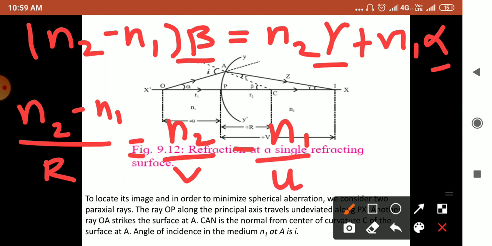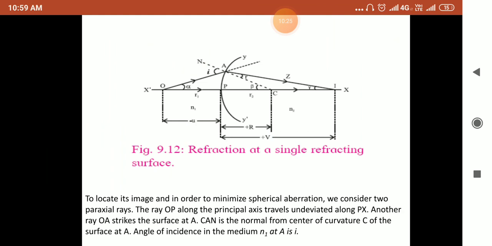So everyone got this equation? How we are getting these two equations? That is about refraction at a single refracting surface.